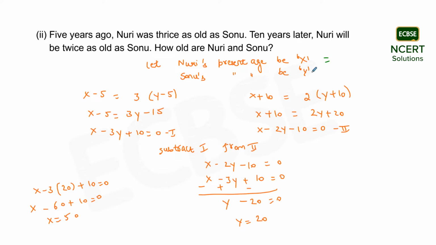So Nouri's present age will be x, which is equal to 50. So its present age is 50 years. And Sonu's present age, which is equal to the variable y, whose value is 20. So Sonu's present age will be 20 years. So this was about the second problem of question second.